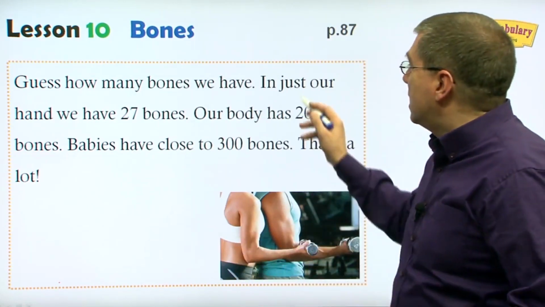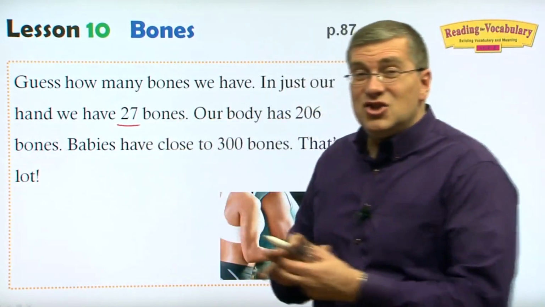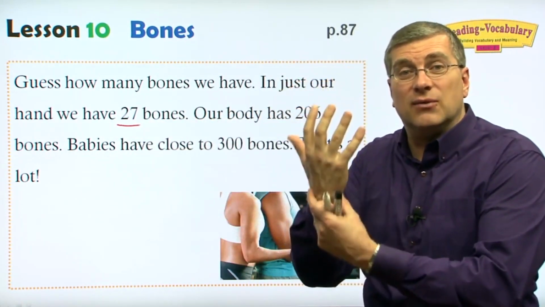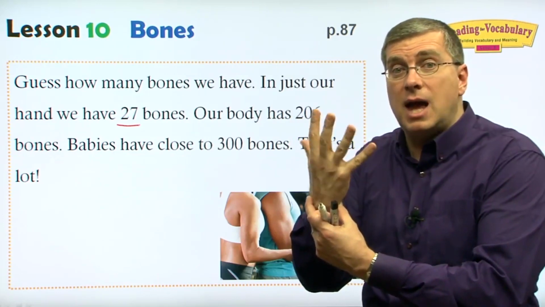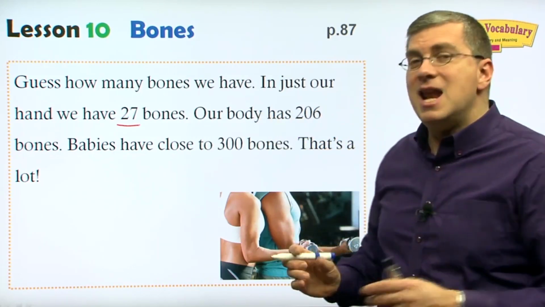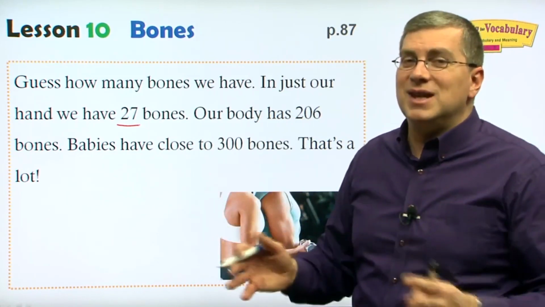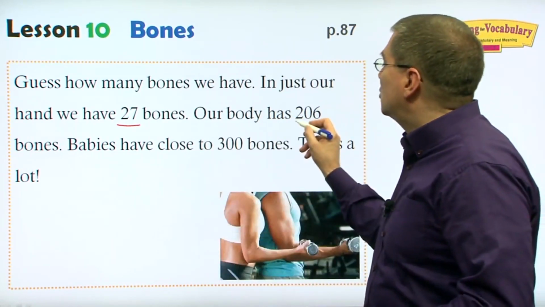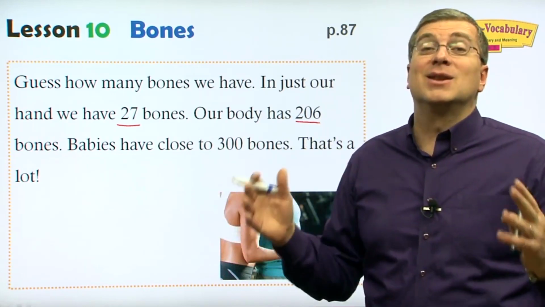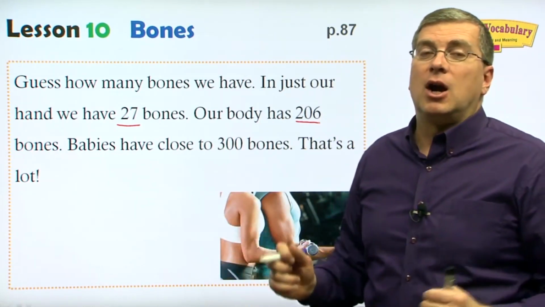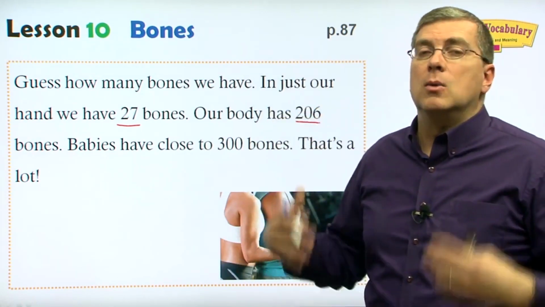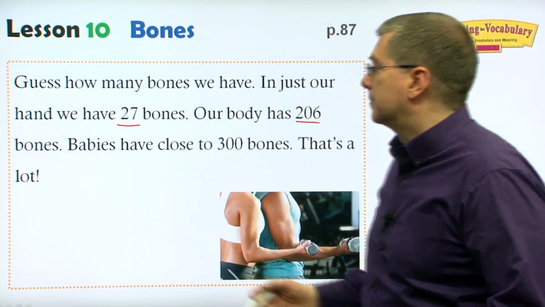Well, guess what? In just our hand alone, there are 27 different bones. Wow, that's a lot. It's amazing when you think about it. Our body has not 40, not 50, not 60 bones, but 206 bones. Wow, that's a lot of bones, right? Our skeleton is very complex, right? We have many bones in our body.